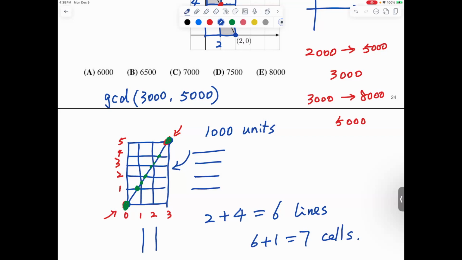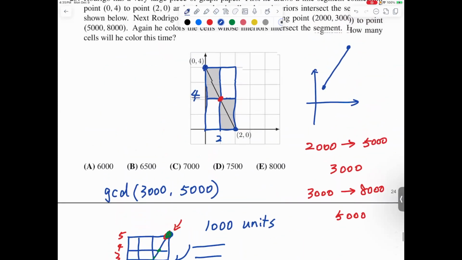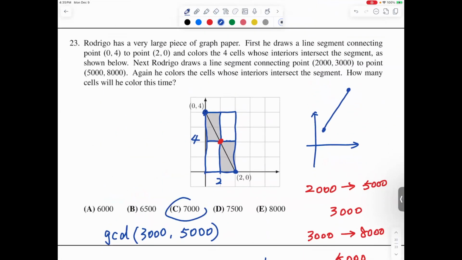So for each rectangular region like this, 3 by 5, he needs to color 7 cells. Now this repeats 1,000 times. So how many cells does he need to color? 7 times 1,000, which is 7,000 cells. And the answer is C.